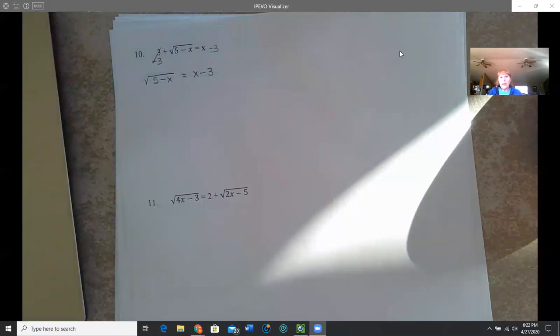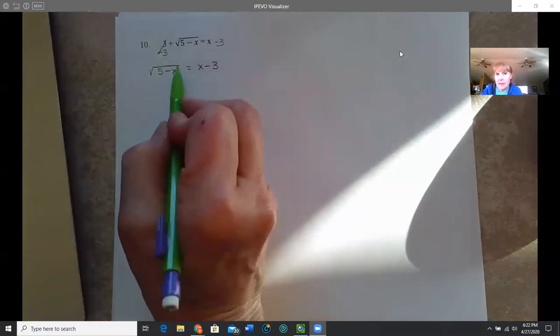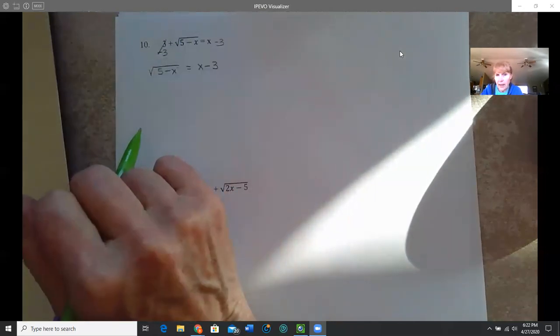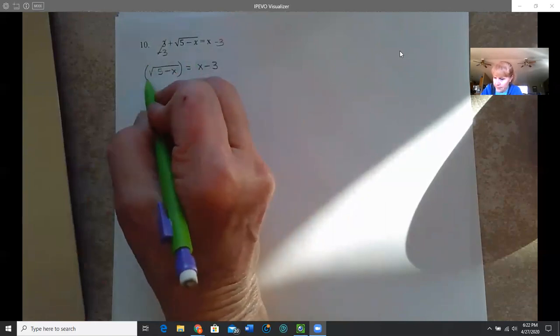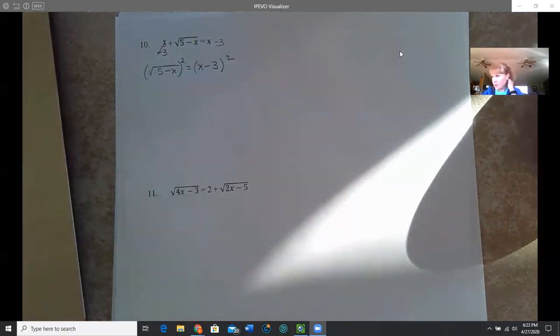The next step is also the same as what we were doing before. We have to square both sides. Now that we have this isolated on the left, we're going to square both sides to get rid of that radical. So we move the 3 over, so we're isolating our square root so that we can square both sides. When we square the left, it's the same as what we've been doing. But if you square the right-hand side, you have to be careful.